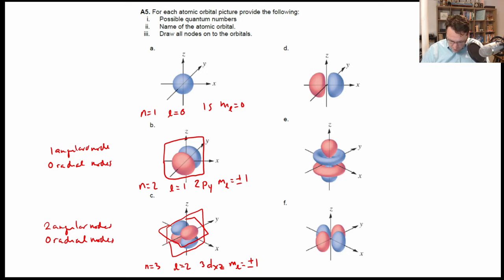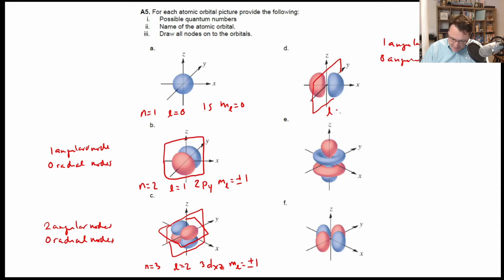If we go to D, now again, we're looking at it. We can see that we have one plane that cuts through. So this is an angular node right here, and that's one angular node. We can see here there's no hats. There's nothing sitting on top of there. There's no invisible sphere that's cutting everything. So that's 0 radial nodes.